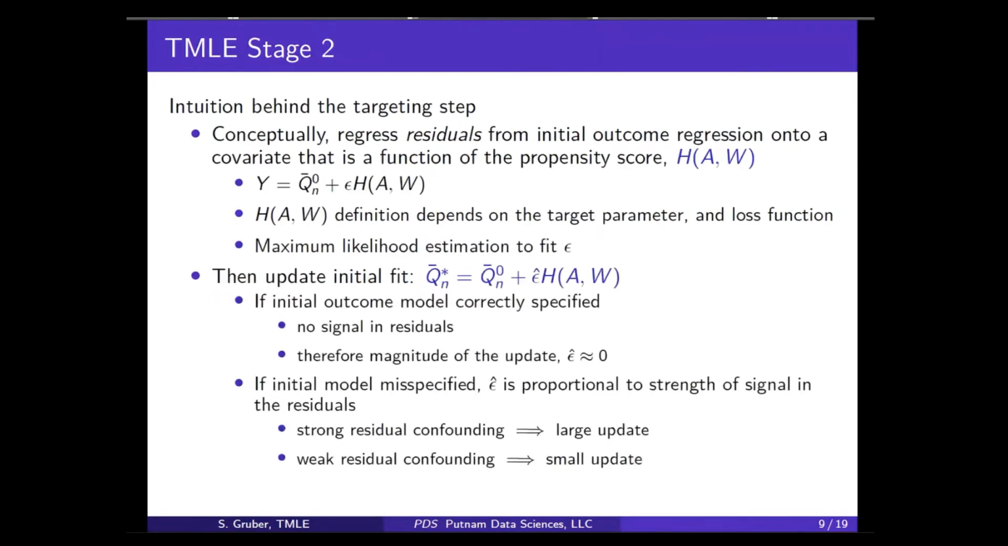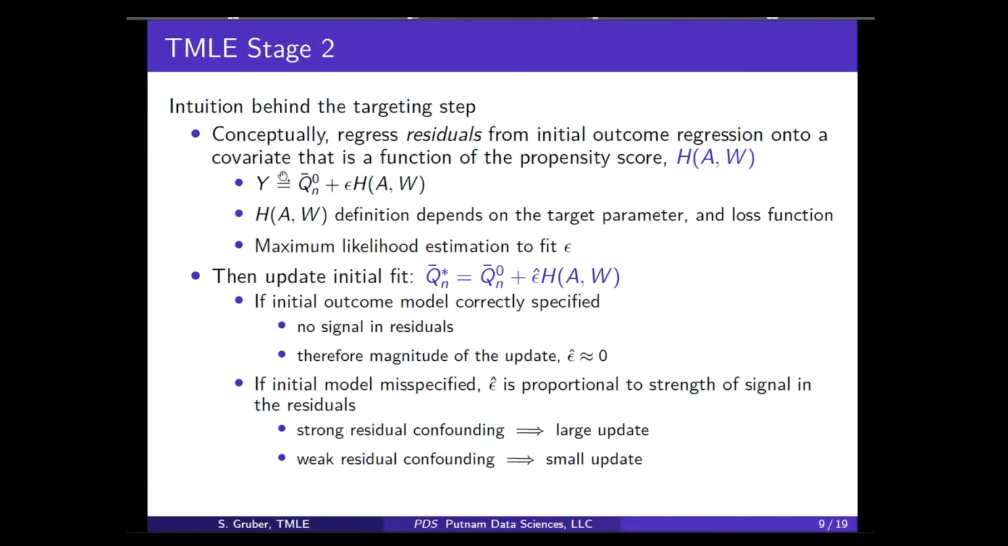Okay, so intuition behind the targeting step. Conceptually, here's what we're going to do. There are a few differences. We do it on the logit scale, but I just wanted to make it simple. So conceptually, we're taking the residuals from the initial outcome regression, and we're going to regress those onto a covariate that we're calling H. H is a function of A and W. H is actually going to be a function of the propensity score.